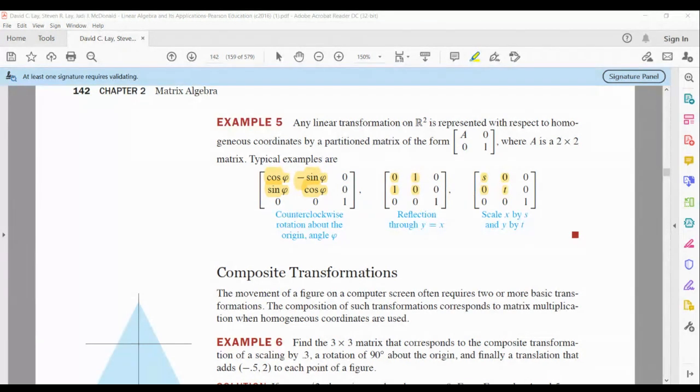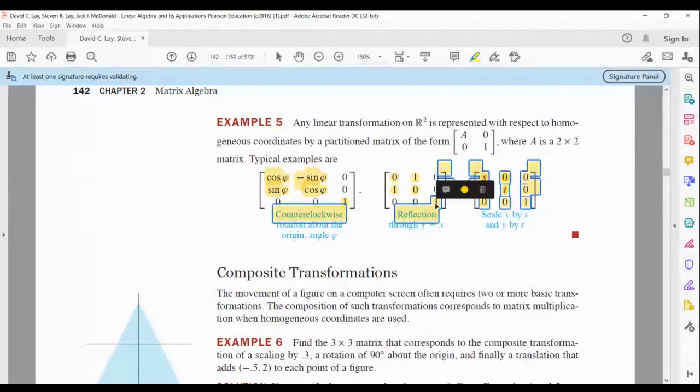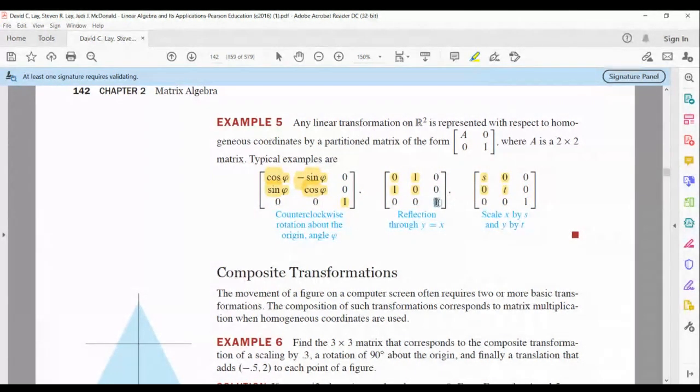But now, because you want to include translation, you want to also transform points in the XY plane, you need to have a 3x3 matrix where you have a 1 in the bottom right-hand corner. You see each one, there's a 1 in the bottom right-hand corner, and then zeros on the rim. And then your homogeneous coordinate would be x, y, and 1.